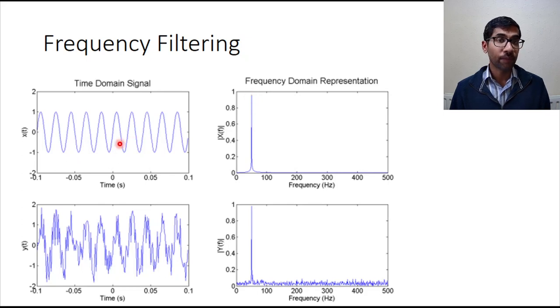Now let's say we add a lot of noise to this sine wave. Once we add a lot of noise, the signal looks like this. That's quite noisy, isn't it? Now you take the Fourier domain representation of this signal, and you have this huge spike here, which is the actual sine wave. But in addition, you have these small peaks all around.